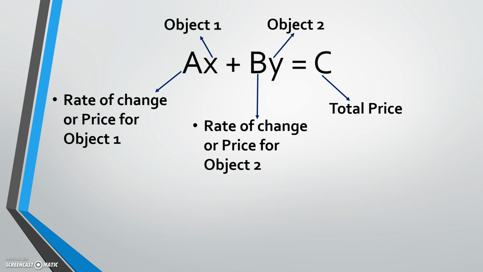So if you kind of follow it, basically if you take object one and multiply it by how much each one of those costs, and add it to the product of object two and the price of each one of those, you will get the total price that those objects will cost, or how much you earn, or whatever it's talking about in the particular problem.